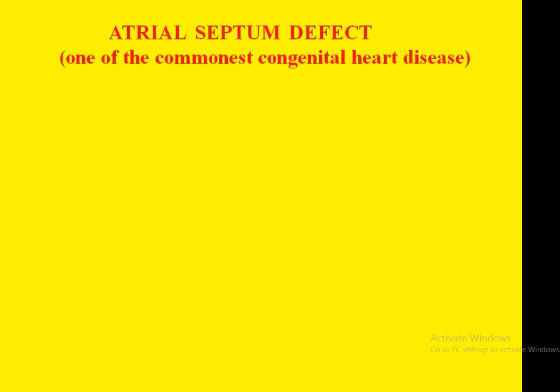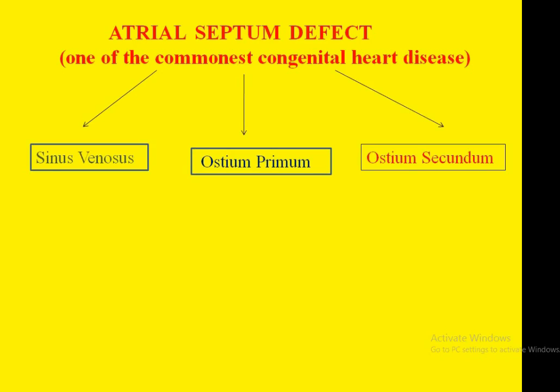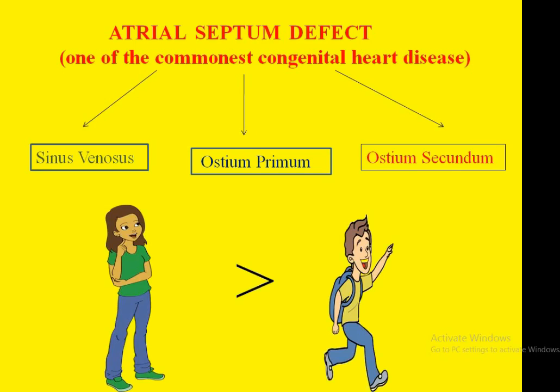ASD, that is atrial septal defect, is one of the commonest congenital heart diseases. Not the commonest; as per Davidson, the commonest is the ventricular septal defect. Now this is of three kinds: sinus venosus, ostium primum, ostium secundum type. To know about the ostium primum and ostium secundum type, go through my first lecture, that is the formation of the atrial septum. It is more common in females as compared to males, and out of these three defect sites, ostium secundum is the most common type. So two points to remember: one of the commonest congenital heart diseases, more common in females than males, and the most common defect is the ostium secundum defect.